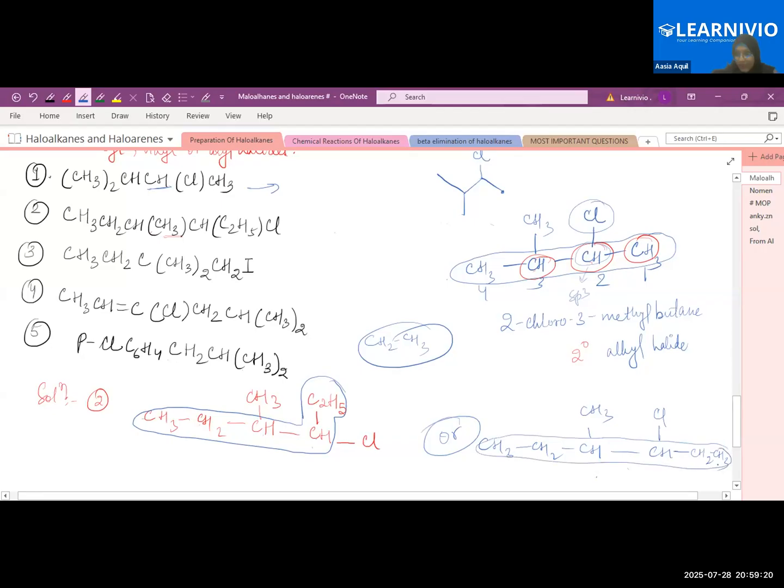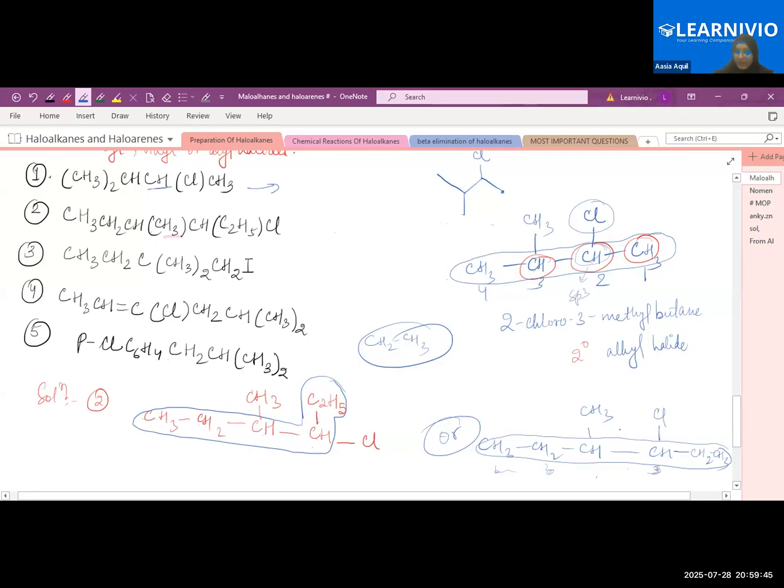So you will start the numbering from the right side, because if you start from the right side, this chlorine will have the third number, right? But when you start from the left side, it will be 1, 2, 3, right? Obviously, you have to start the numbering from the right side. This chlorine will have the third number.